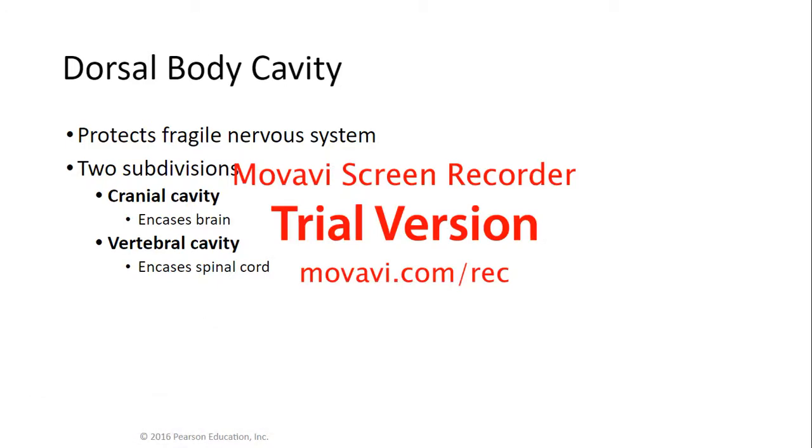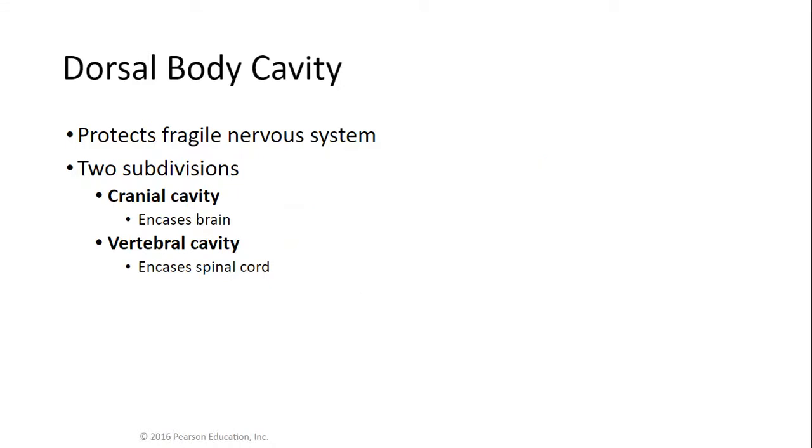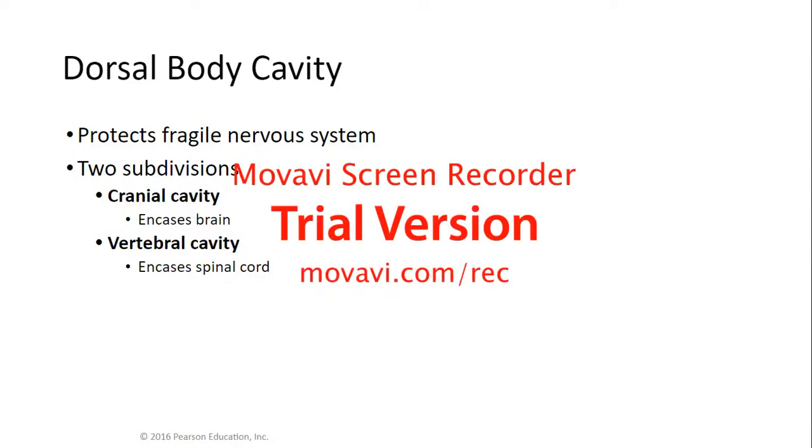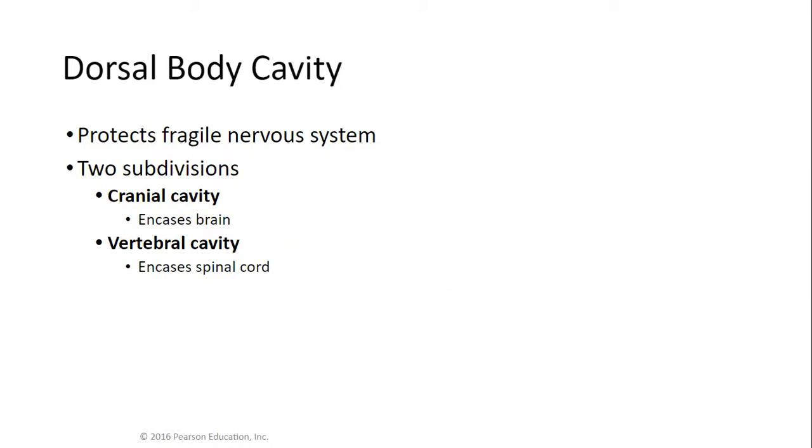One of the body cavities, the dorsal body cavity, is very important for protecting our nervous system. You have two subdivisions: the cranial cavity, which encases the brain, and the vertebral cavity, which is going to protect your spinal cord. Think of dorsal as the back, the posterior cavity. Two important subdivisions, cranial and vertebral.